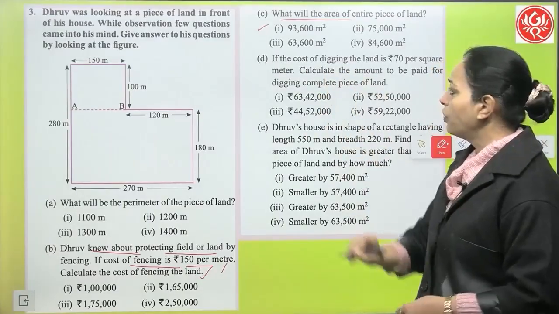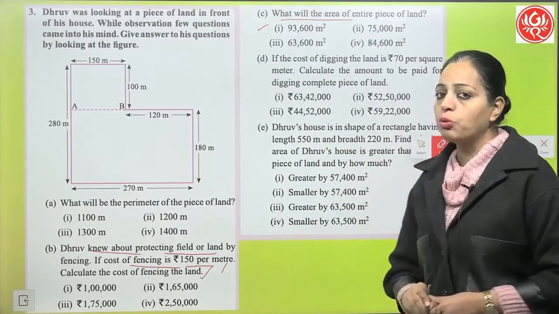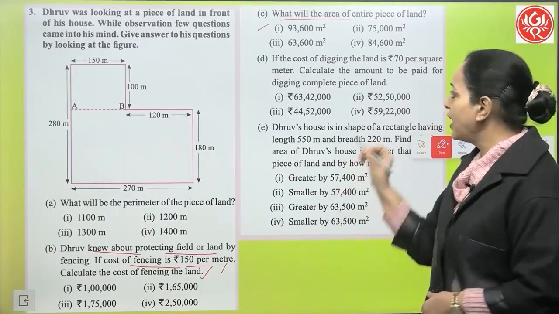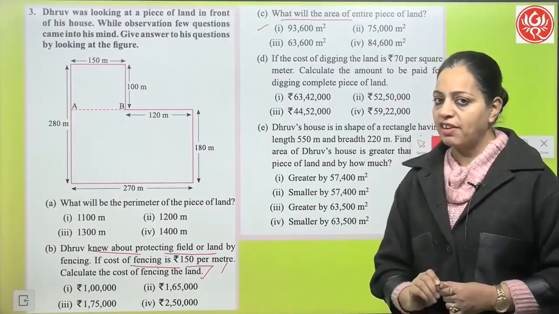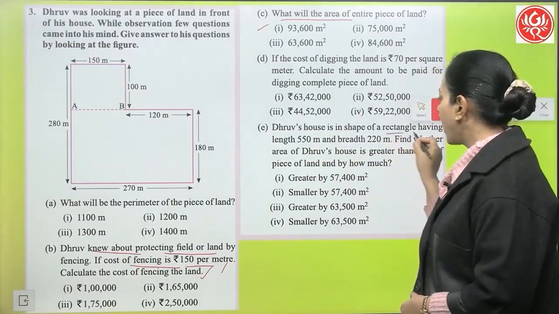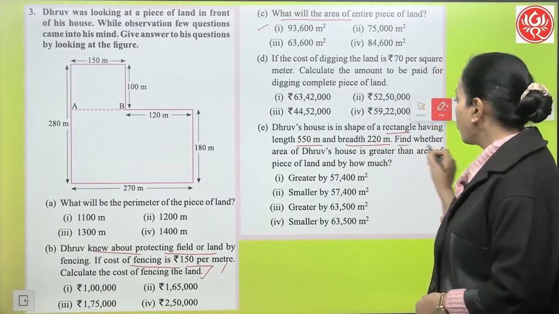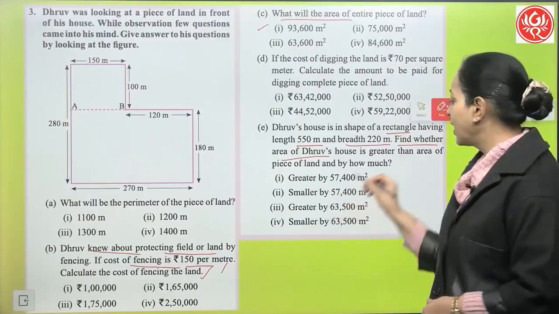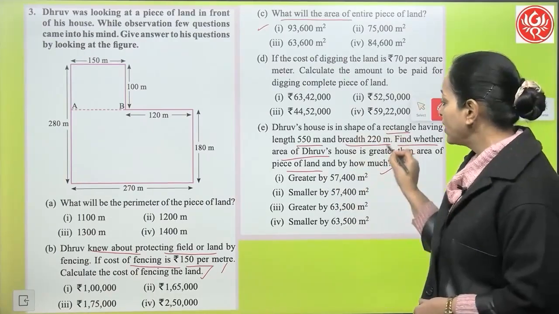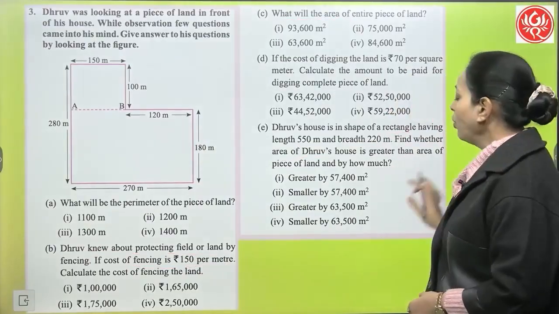D part, if the cost of digging the land is rupees 70 per square meter, calculate the amount to be paid for digging complete piece of land, means whatever area we get, area multiplied by rupees 70, okay, you will get the answer, right? Now Dhruv's house is in shape of a rectangle having length 550 meter and breadth 220 meter. So find whether area of Dhruv's house is greater than area of piece of land and by how much. Now find this area and then compare with this area, okay. You can try this one on your own.